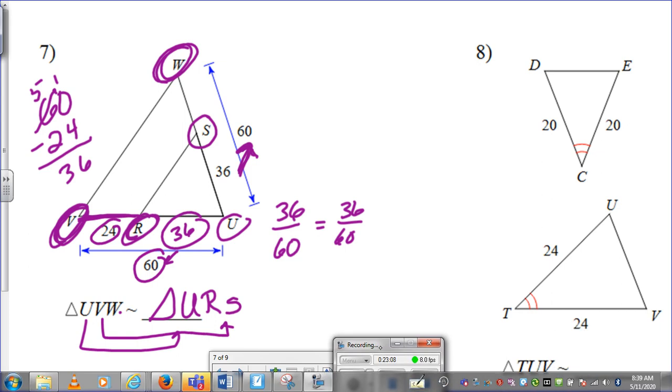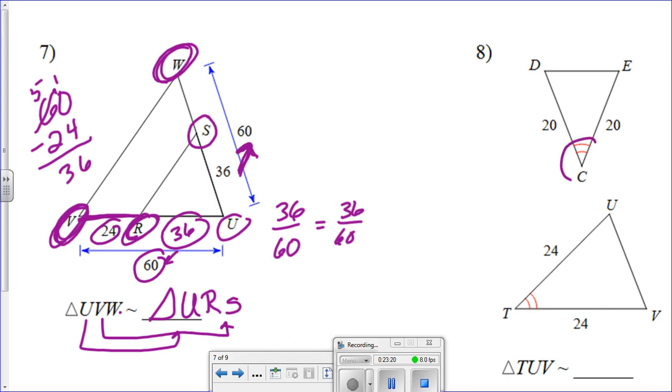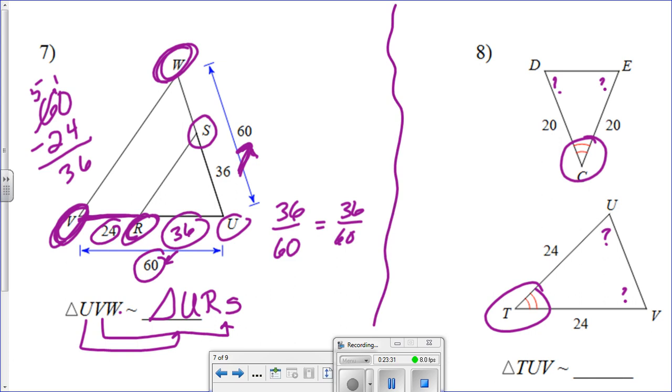Okay, let's look at number 8. Let's see. I don't have enough information regarding the angles. I only know this angle right here, and I know this angle right here. I don't know anything about these other two angles, so I can't use a similarity with the angles. So I guess I'm going to have to go with the sides.